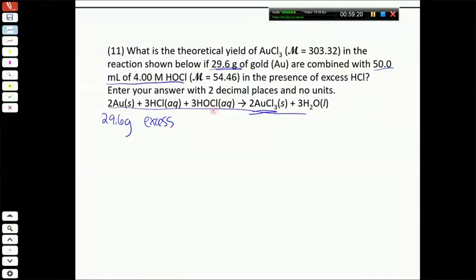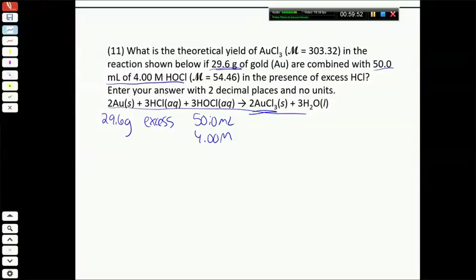But then for HOCl, we see that we have 50 milliliters and this is a 4 molar solution, so we have the amount of that as well. So if we're going to find out how much of this product forms, we have to find out which of our reactants is the limiting reactant, which will then determine the maximum amount of product that we can get. And so this problem combines concepts from chapters 5 and 6, where we're starting with a mass of one reactant and then a molarity and a volume for the second reactant. We have to figure out which of those is a limiting reactant and how they react with each other.